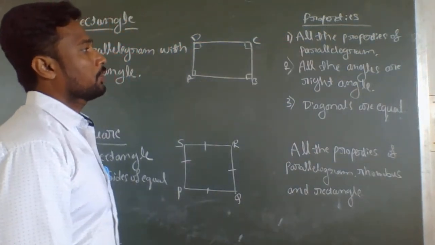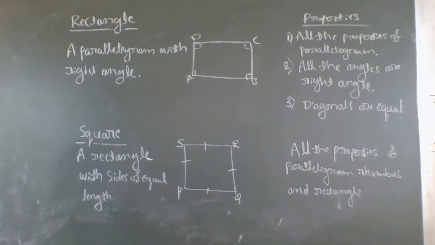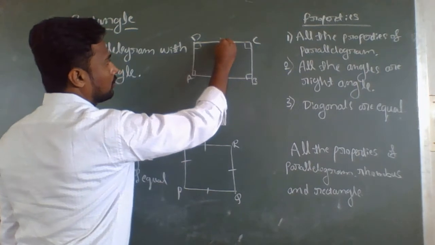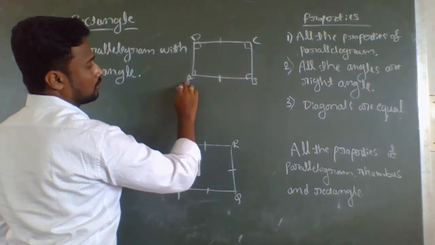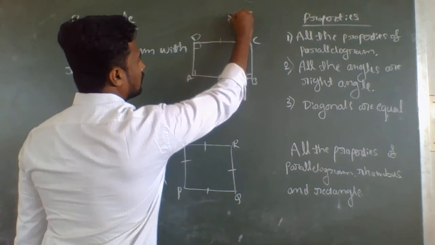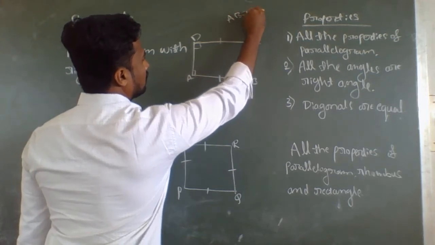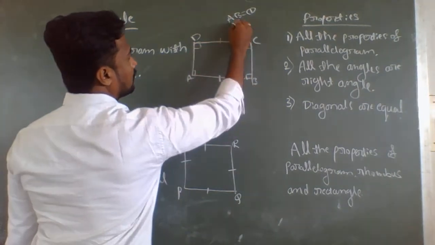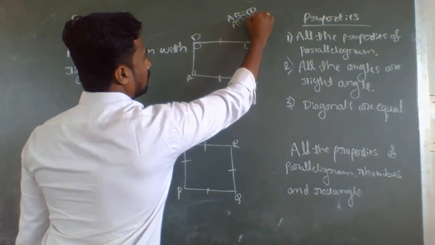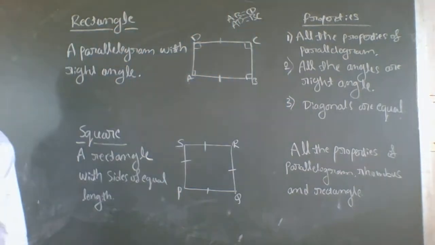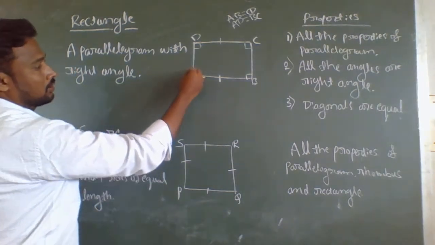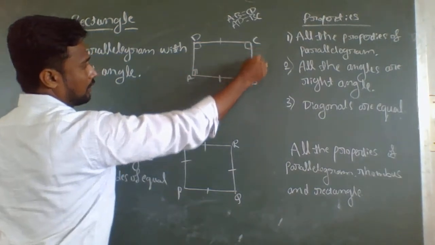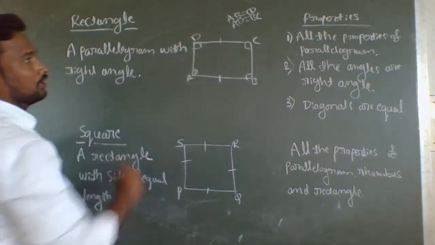It has all the properties of a parallelogram. All the properties of a parallelogram means opposite sides are equal to one another. So here AB is equal to CD and AD is equal to BC. Opposite sides are equal to each other and opposite angles are equal to each other. Angle A is equal to angle C and angle B is equal to angle D.